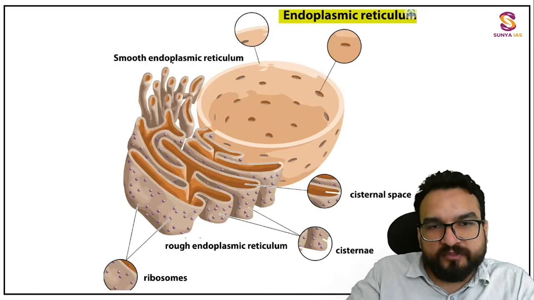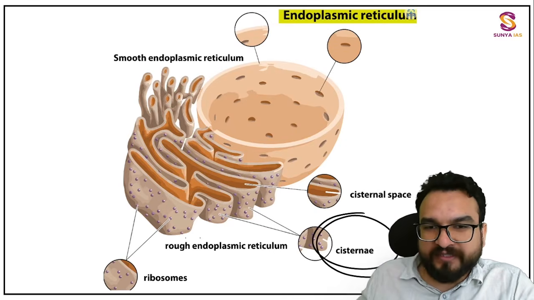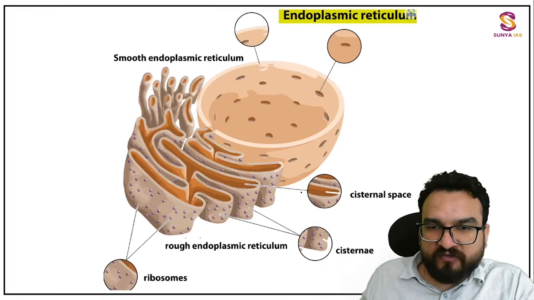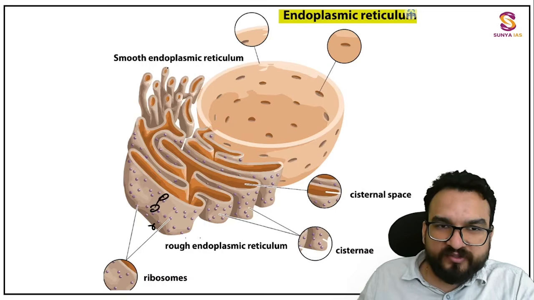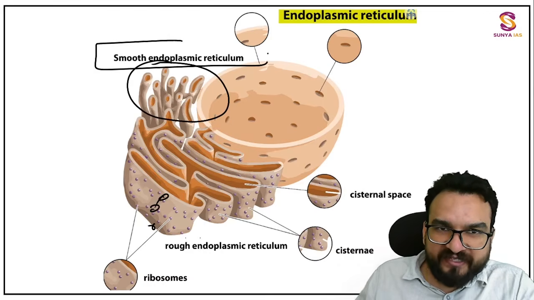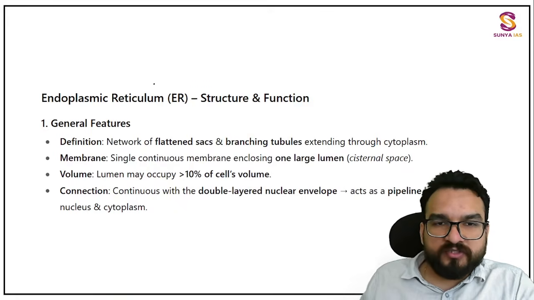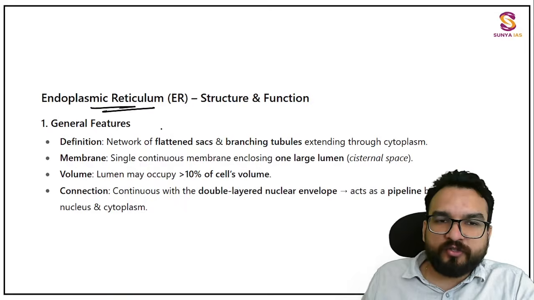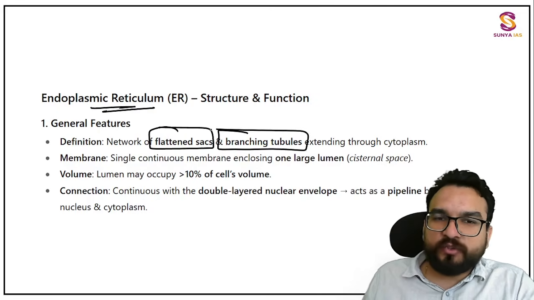Now see, let me show you another structure first of all. This is the cisternae I have told you. A new word is coming, cisternae. This is the curve-like structure. Inside this you will find the cisternal space. Right? The ribosome is attached on this. And where the ribosome is not attached, it is smooth endoplasmic reticulum. I hope you are understanding. So the general features of the endoplasmic reticulum are flattened sacs and branching tubules, but connected to each other.